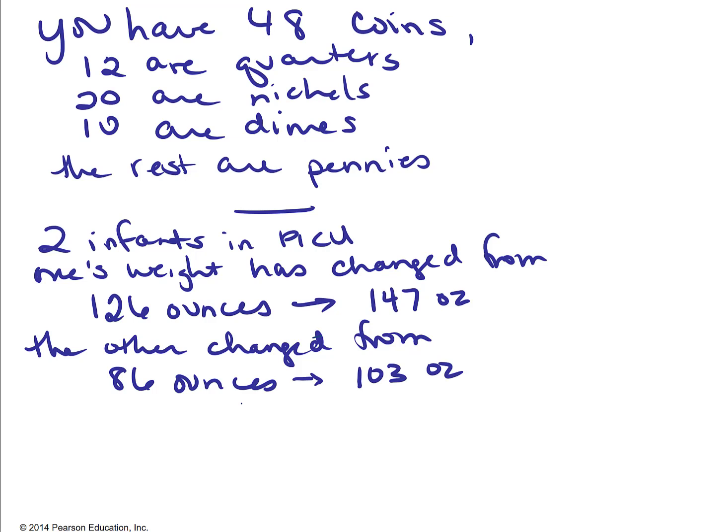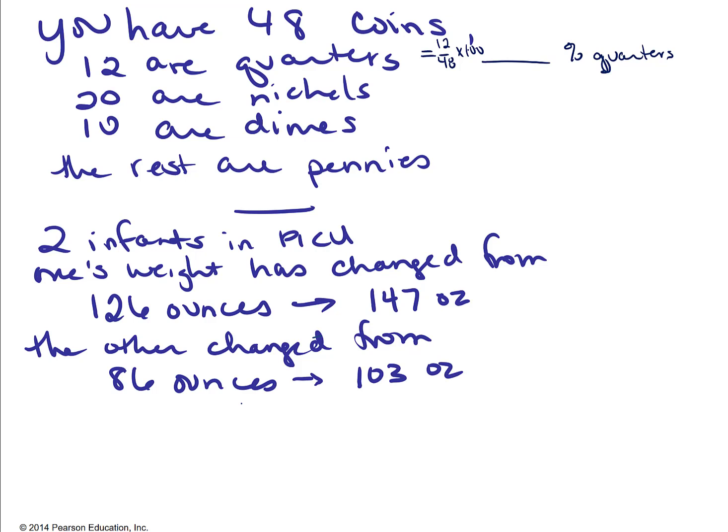So in this one, you have 48 coins, 12 are quarters, 20 are nickels, 10 are dimes, the rest are pennies. So what's the percentage? What's the percent of quarters? What's the percent of those coins that are quarters? Okay, and you did that by what? Yep. And then multiply your answer times 100.